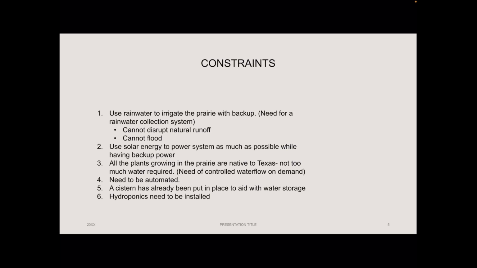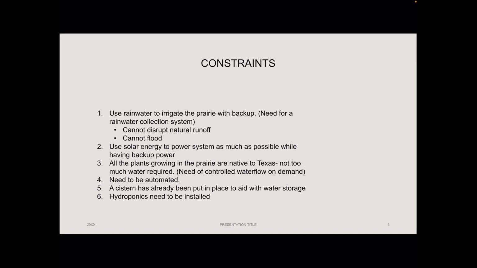So we needed to use rainwater to irrigate the prairie with backup when necessary. And this introduces the need for a rainwater collection system. And again, this has its own issues that we have to deal with. Like, for example, it cannot disrupt natural runoff and it cannot flood the building. I'll get into more detail in just a little bit, but this is just an overview and definition of the problem.